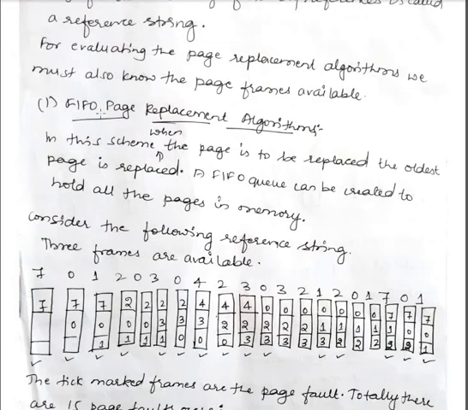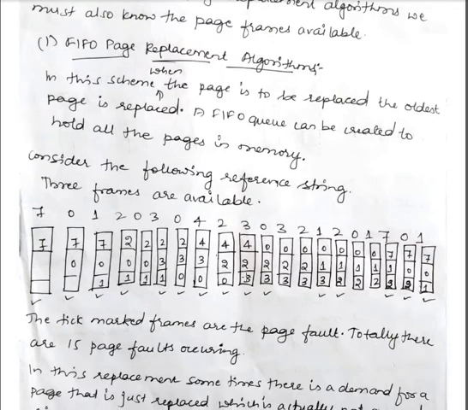The first algorithm we are going to study is the FIFO algorithm, first in first out page replacement. As the name indicates, the page that came first will be replaced first. That is the philosophy followed here. Let us see how this works for a reference string which we have as an example.